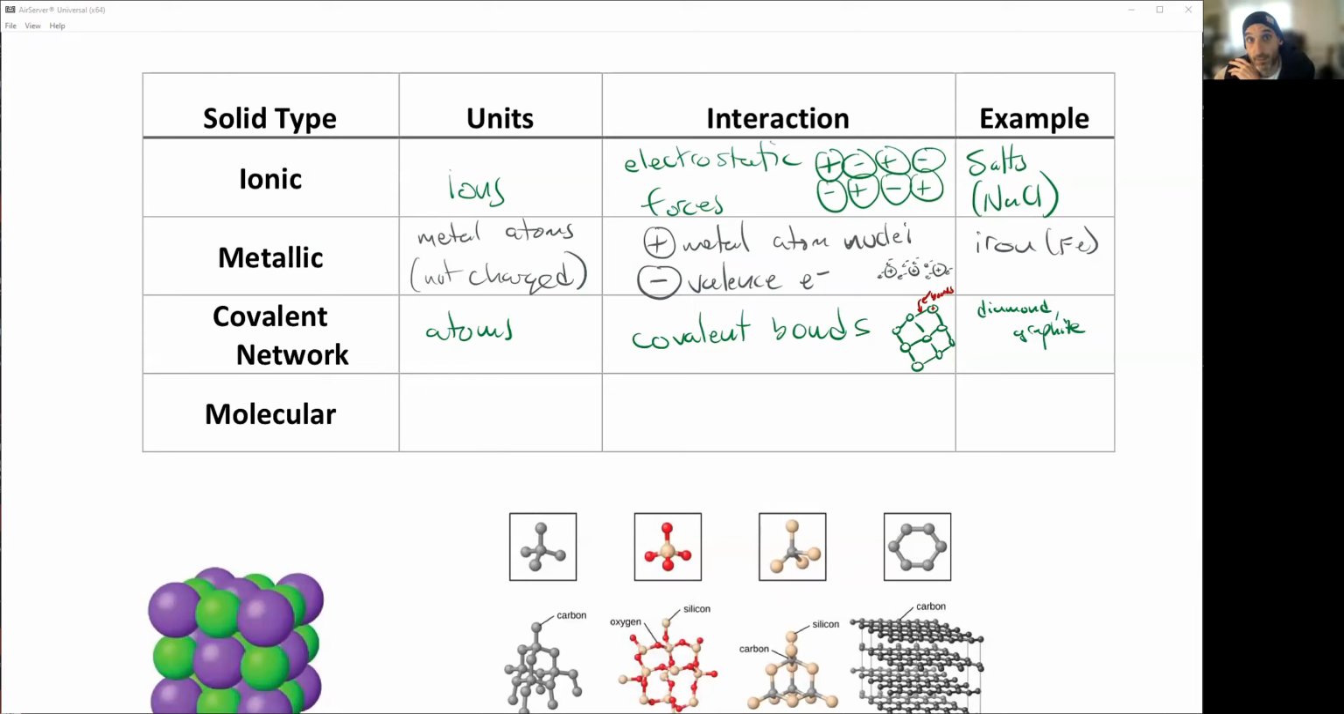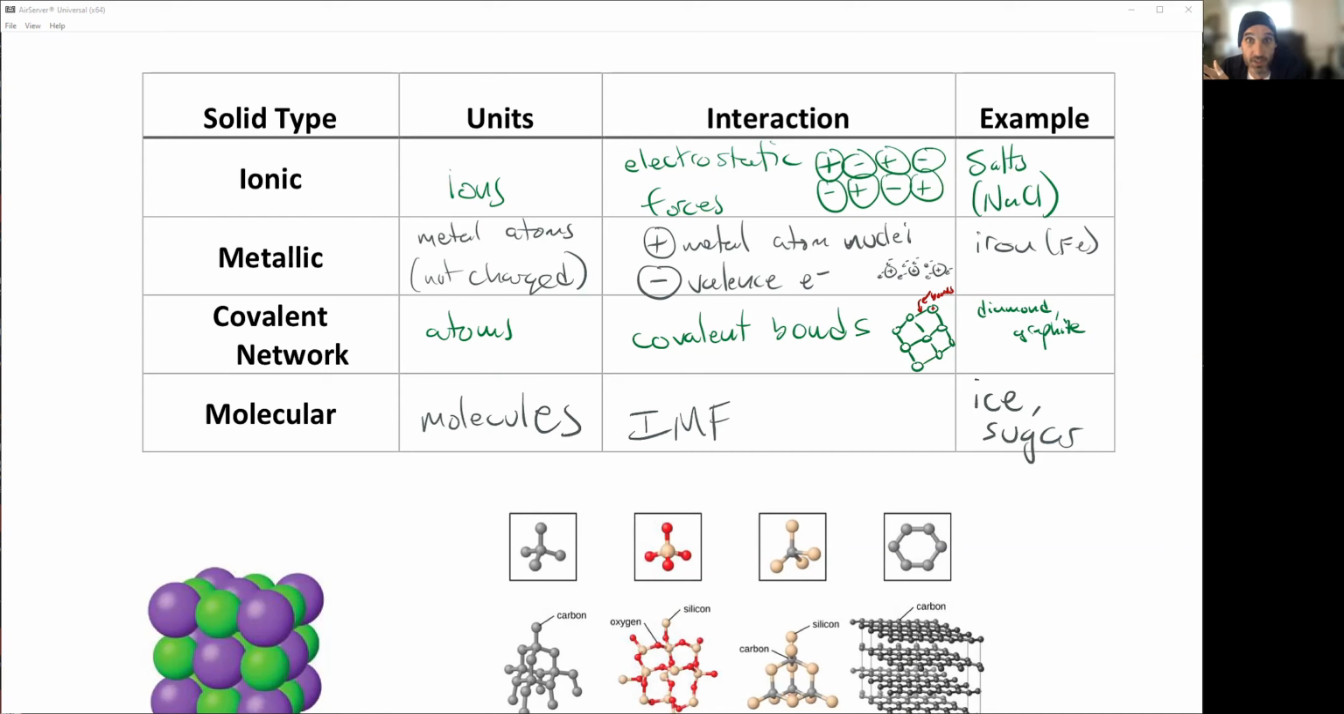Next up, molecular. So this one is, if I freeze water, I've got a bunch of molecules that are held together through intermolecular forces. So this is the only place where intermolecular forces are going to come into play. And so something like ice is water held together by intermolecular forces. Sugar is a better solid example. So sugar molecules hold together because of the intermolecular forces.